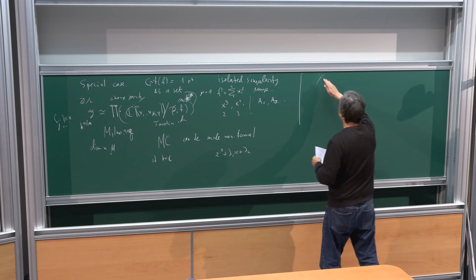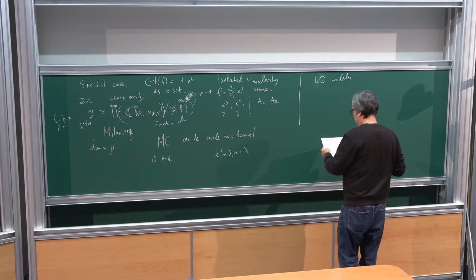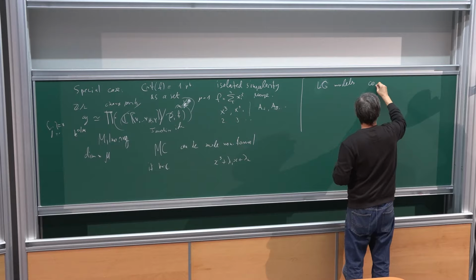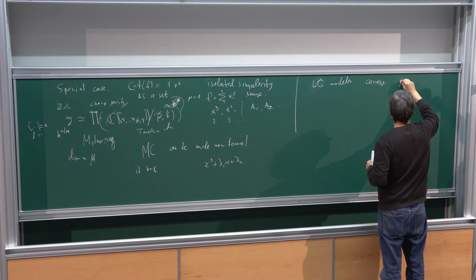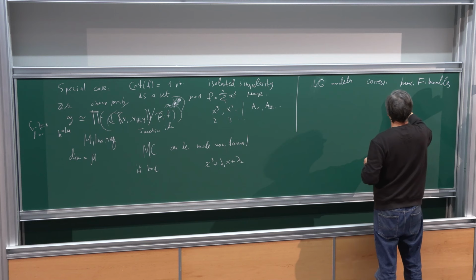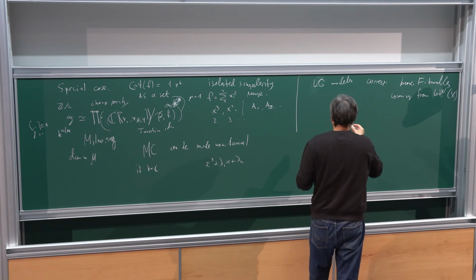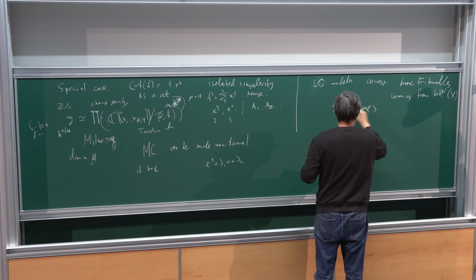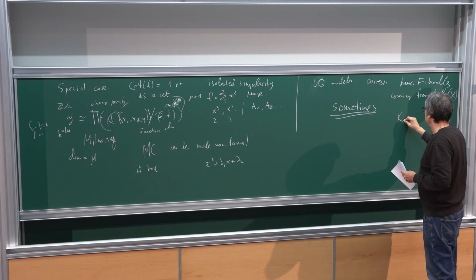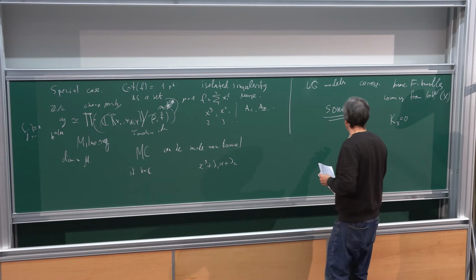LG models. By mere symmetry, describe corresponds to this maximal F bundle coming from Gromov-Witten theory of some variety, in some cases. Or maybe sometimes, it's not always. Essentially, if K_X equals zero, it's Calabi-Yau, then it could be a mirror Calabi-Yau and the function equal to zero.